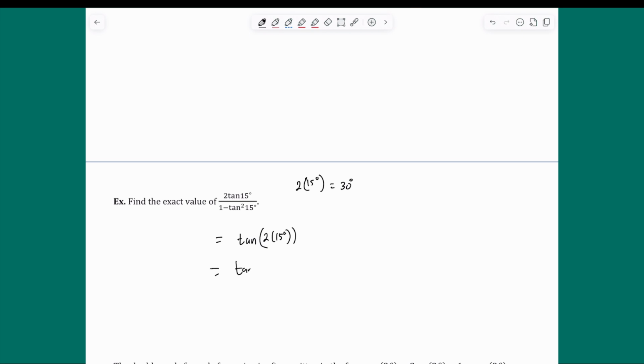Okay, which is just tangent of 30 degrees. And we know from the unit circle that 30 degrees is in this quadrant, which corresponds to the special point, root 3 over 2 and 1/2. And so we know that tangent is just y over x, so we'll have 1/2 over root 3 over 2, which is just 1 over root 3, or if you rationalize the denominator, radical 3 over 3.